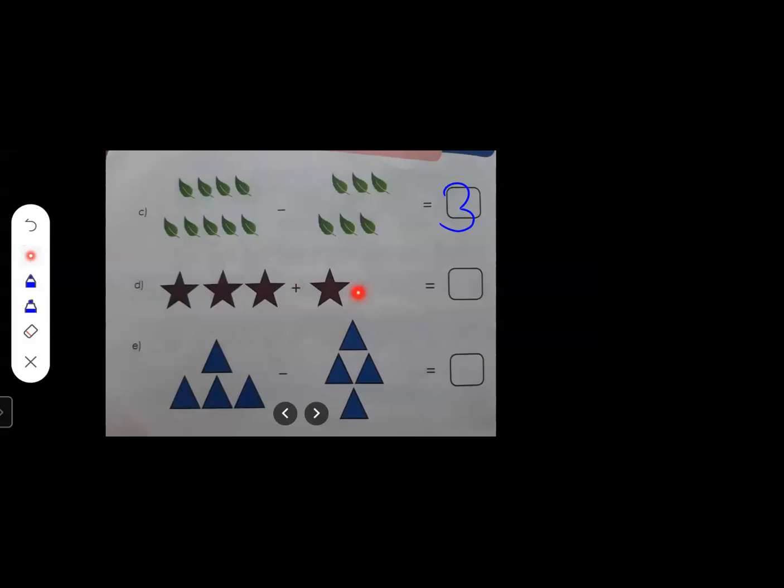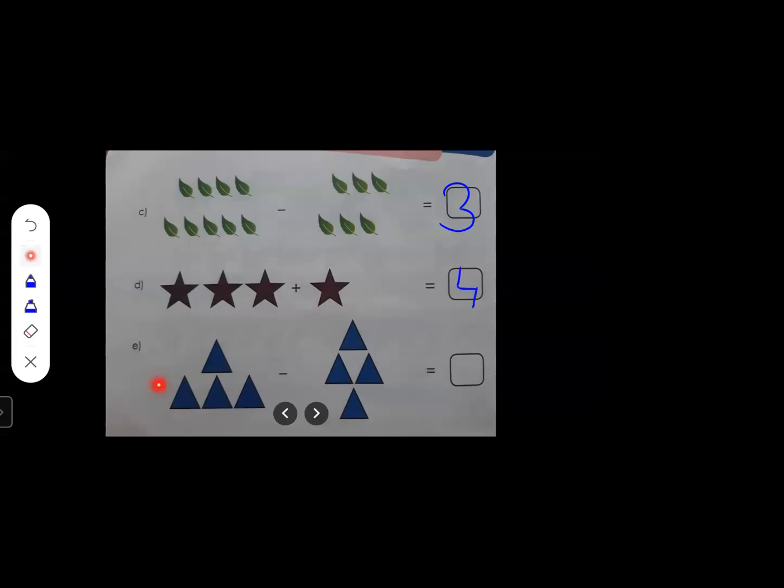Now the next one, stars are given. We have to add 1, 2, 3. 3 plus 1, how many? Yes, keep 3 in your mind and count 1. After 3, count 1, 4. So how many stars are there over here in the picture? There are 4 stars. So here we are going to write 4 in the box.